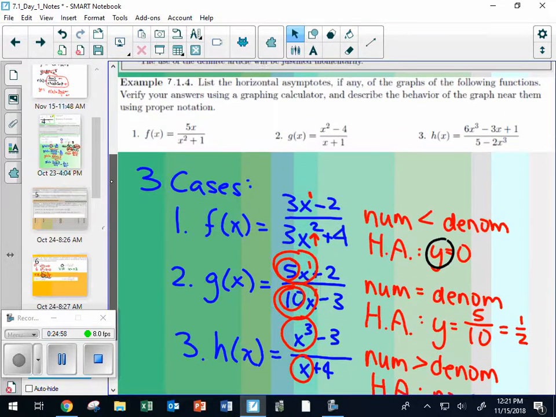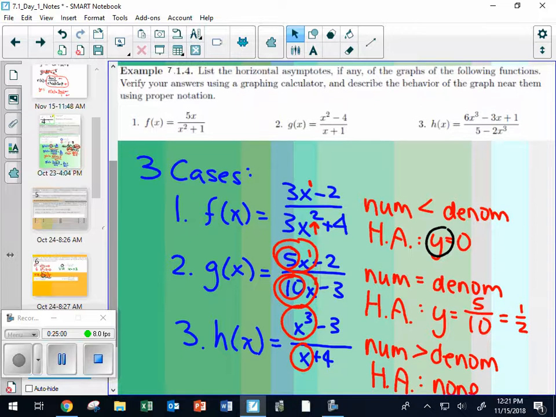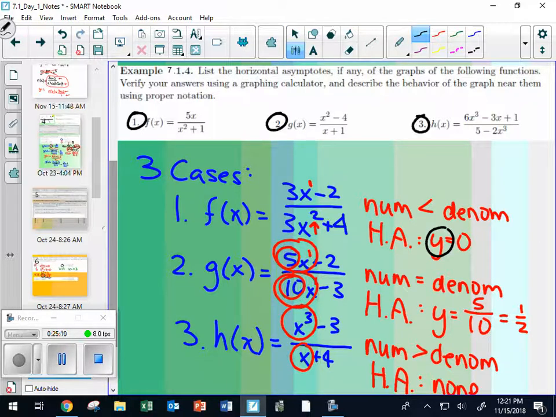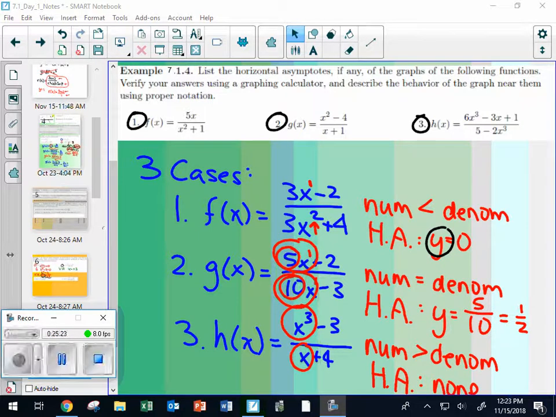Based off of this, take the next few moments and look at these next 3 problems on this slide. If you look at each of these, they will fall under one of our cases that we just covered. Try and figure out the horizontal asymptote for each of these 3 cases. So pause and give yourselves some time. Now that we've had some time, row 4, person 4.